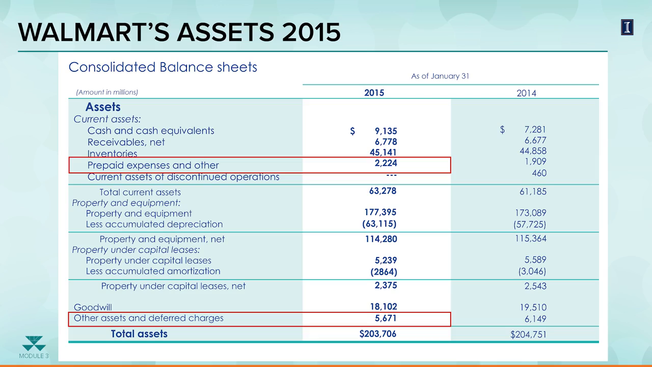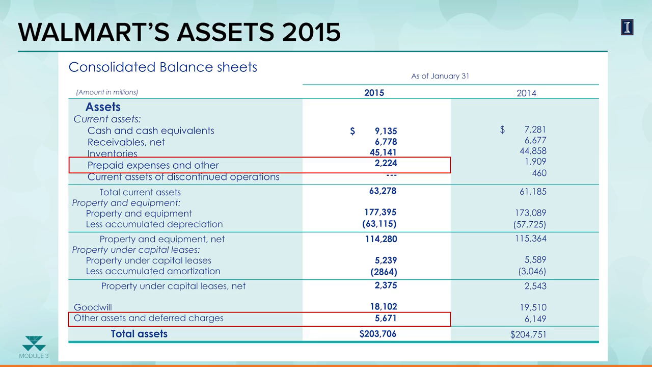Our job was to identify accruals and deferrals for Walmart for year 2015. Here is the asset side of Walmart, and let's see whether we can identify any deferrals or accruals. The first thing that you need to notice here is prepaid expenses and other. The amount is $2,224. Here we see a form of deferrals. Basically, Walmart paid in advance for the rent of some of its superstores.